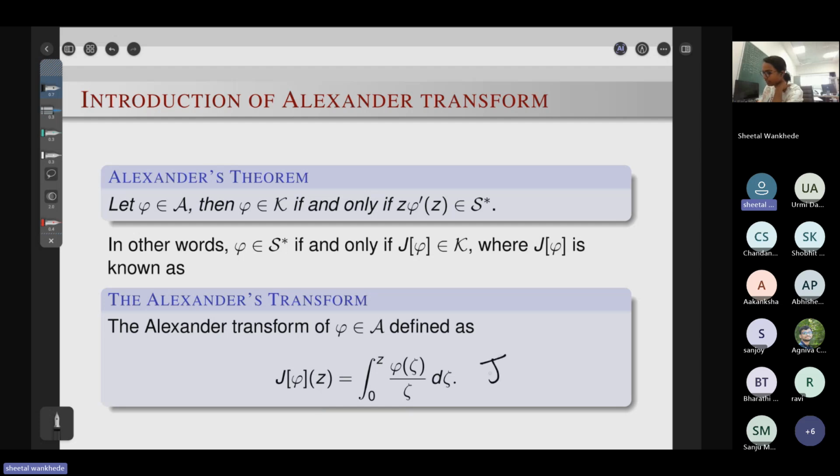If we take the derivative, we have J dash phi of z is equal to phi of z over z, similar to this. So whenever your J phi is convex, z times J phi dash, which is your phi, is star-like. And this integral operator is also very important in integral operator theory.